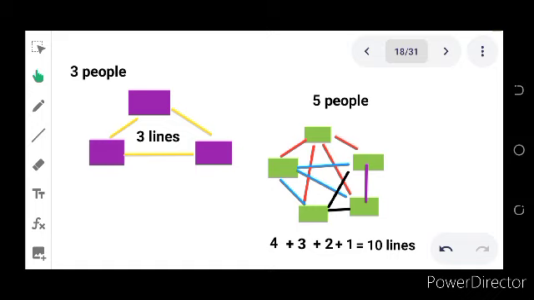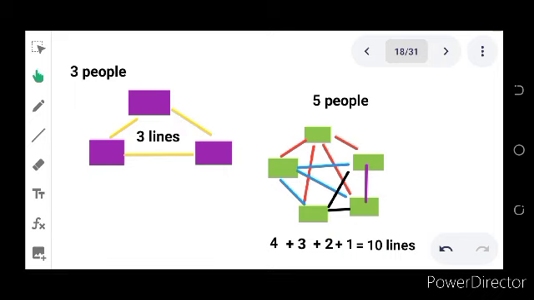Now, what you can see here is a pattern of the numbers that we are going to add. Notice that for three people, we started with two, and three is one less than two. And what we added after two is just one. And then for five people, we started with four. That's one less than the number of people, followed by three, two, one. So the same pattern as with the three.